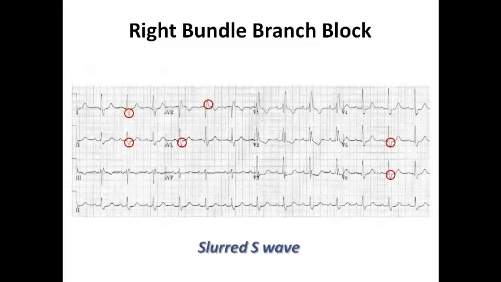Here we could find also the same. And here it's very characteristic that we could find the slurred S wave in the lateral leads. We could see it in lead 1, we could see it in AVL, V5, V6, plus lead 2 as well. And as an equivalent to it, we could find a large and wide R wave in AVR.